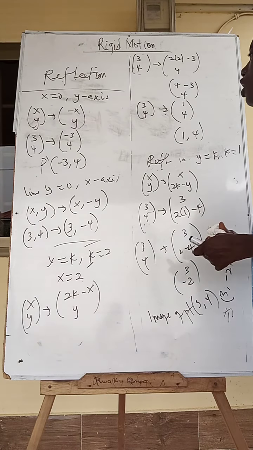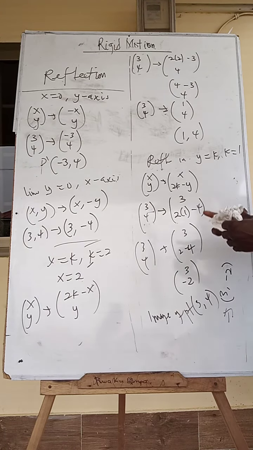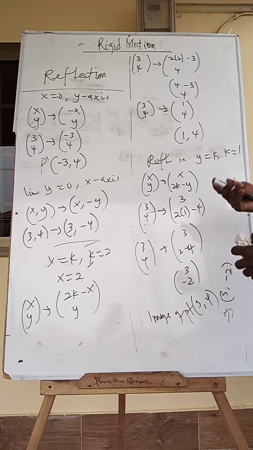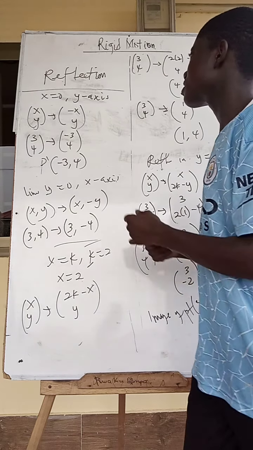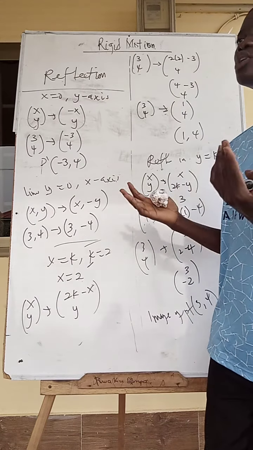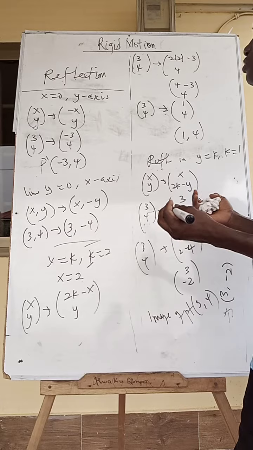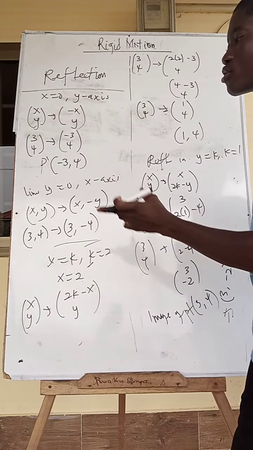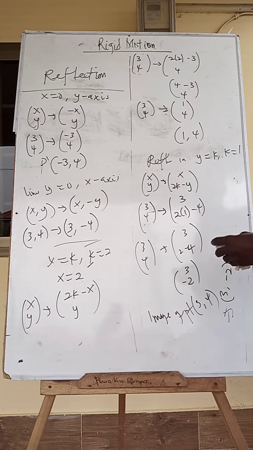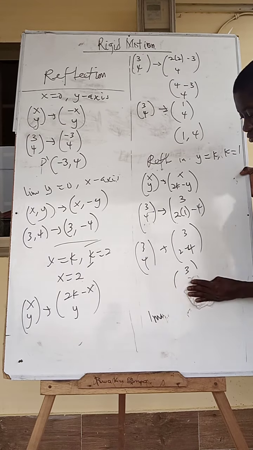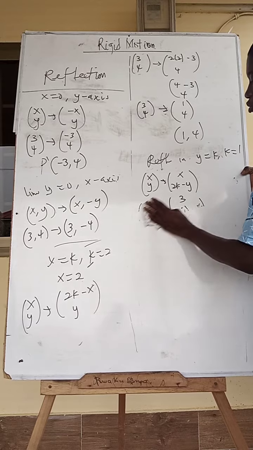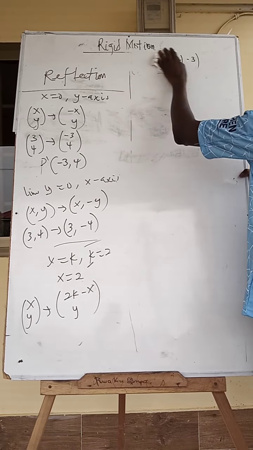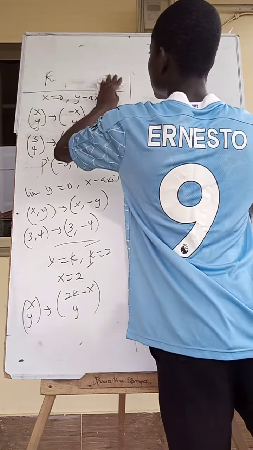So this is all about reflection, and these are all the questions that they can ask you in reflection. So for reflection in the line x axis, you have to know the formula. You know that y is always 0. It's always the same as the line y equals 0. So you have to know the formula. So let's take another example, just one example, then we finalize reflection.